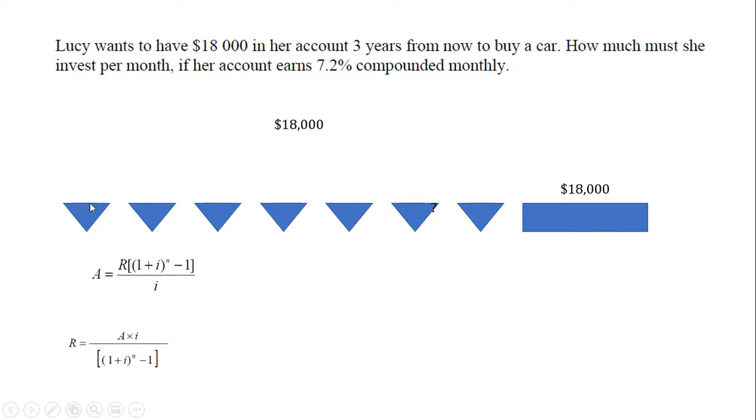And then what I'm trying to figure out is, how much do I put into each of these little triangles that gets me to the $18,000 on the end? That would require the second formula, because I'm trying to figure out the regular amounts. What are these regular amounts that I'm going to put into each of these triangles to get me to this big box on the end? So I'm going to use this formula here for that question. And I'm going to leave you to finish that up.